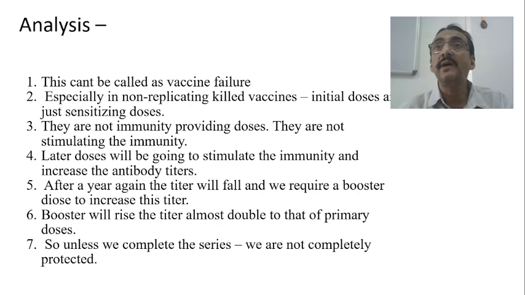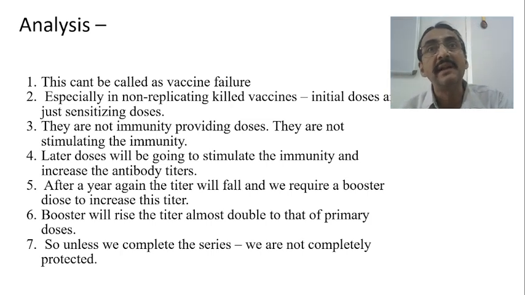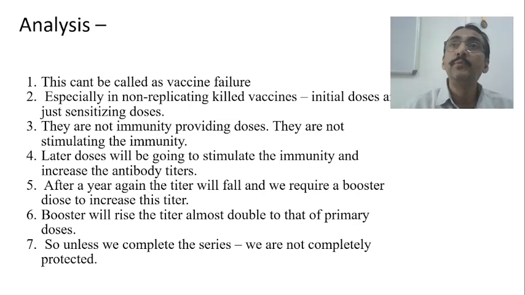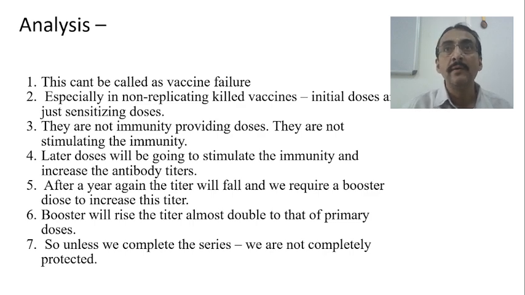What actually happens is that after 1 year, the immunity produced after 3 doses of DPT will again start declining. Therefore, we have to go for booster doses after a gap of 1 year, usually at 13 to 15 months. So we go for the first booster dose. When you give the booster dose, the immunity produced against DPT will be doubled or tripled. That's why it is named a booster dose. It boosts us. The booster dose raises the titer to almost double that of the primary doses. So the message is that you have to complete all the doses, 3 primary doses and 2 booster doses, one at 1.5 years and another at 5 years. Then only can you get complete protection.